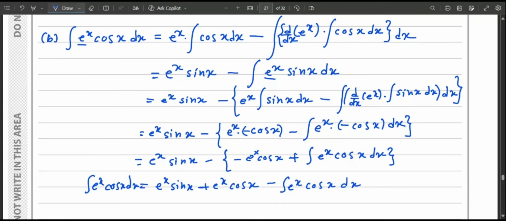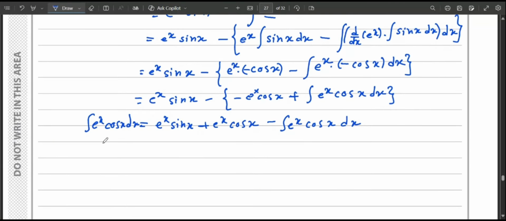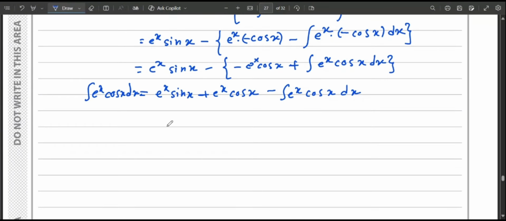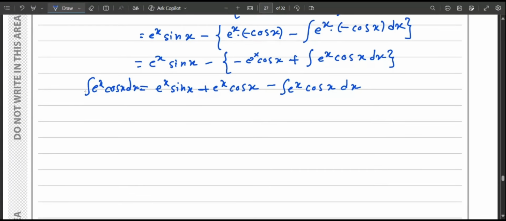We can see that we have the same term on our right and on our left. What we can do is combine those terms, bring those terms together. So this will give us 2 times the integral of e to the power of x cos x dx on the left, and e to the power of x sin x plus e to the power of x cos x on the right.